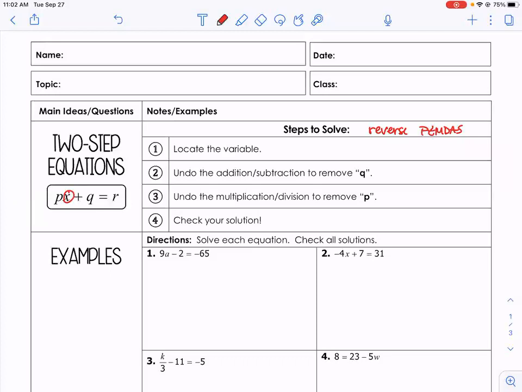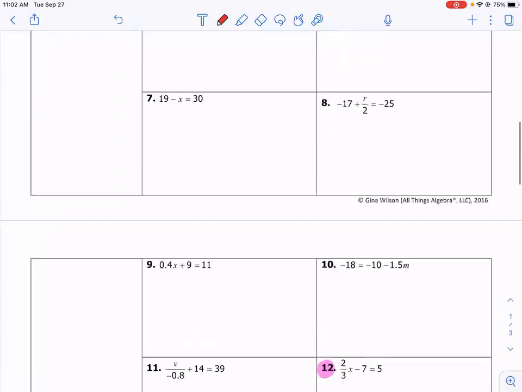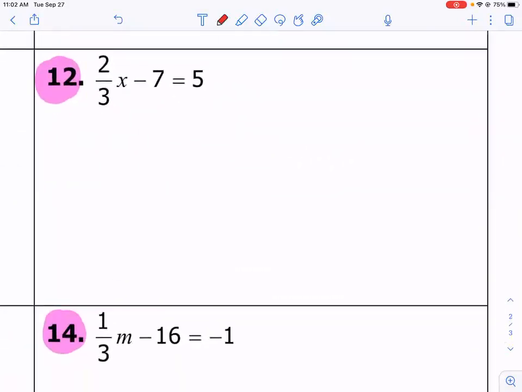Now, some of you are looking at set 3 and you're like, whoa, because there are some different types of problems. So I want you to go ahead and turn to page 12. And we're gonna look at example 12.